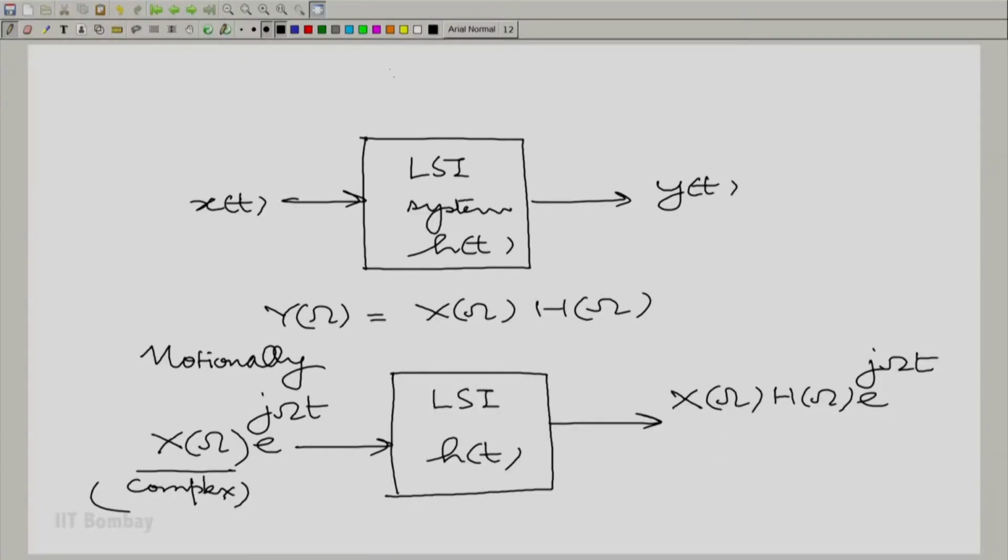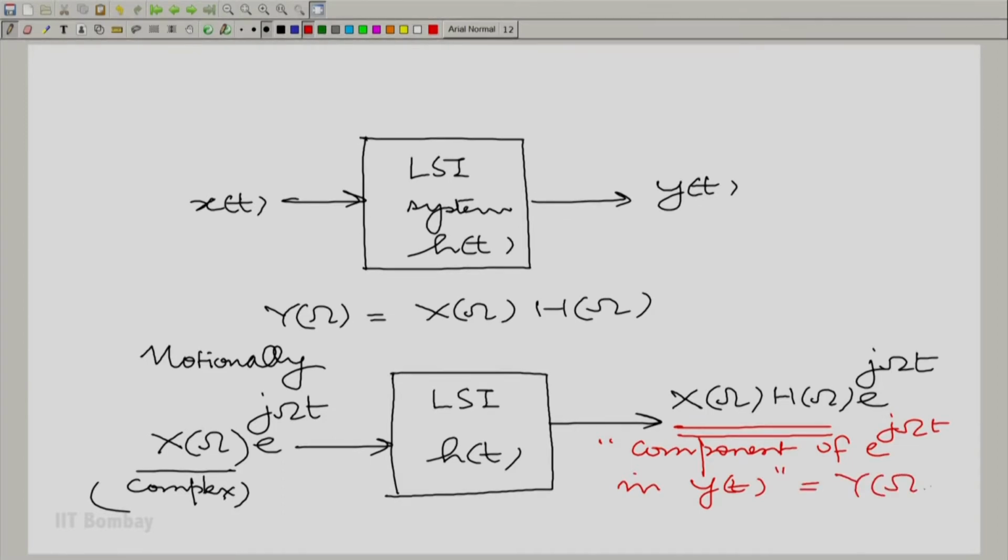E raised to the power j omega t goes in and comes out as e raised to the power j omega t in form, but multiplied by a complex constant. So, essentially, this quantity is the component of e raised to the power j omega t in y of t, which is actually Y of omega. So, we have Y of omega equal to X of omega times H of omega. That is why this decoupling.